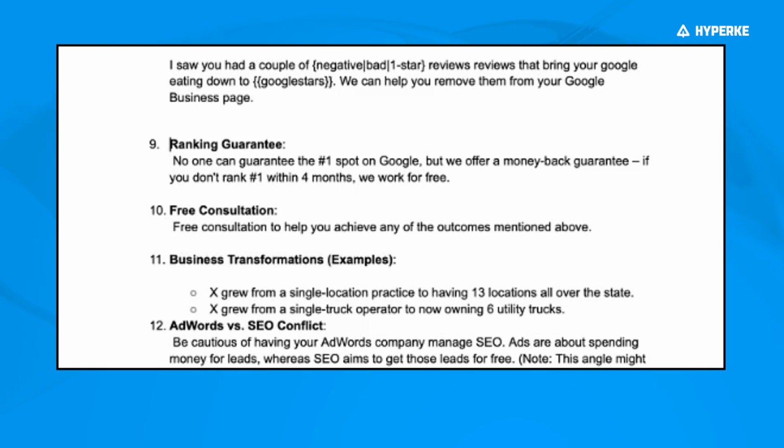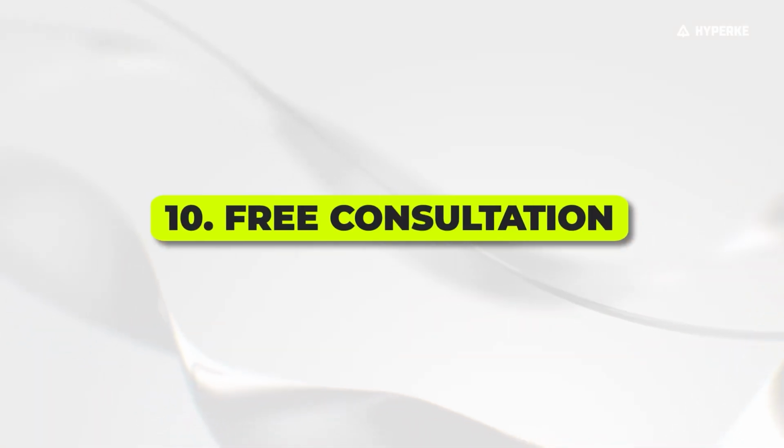And that's because they can rank you for a few keywords, right? It doesn't have to be for all your targeted keywords, but for a few keywords. And which keywords, this can be discussed after the discovery call. When you're actually working on a proposal, you can talk about what keywords you can guarantee number 1 rank for. So in the email, you can just guarantee the first spot on Google within 4 months, or we give your money back. Then number 10 is a free consultation angle.